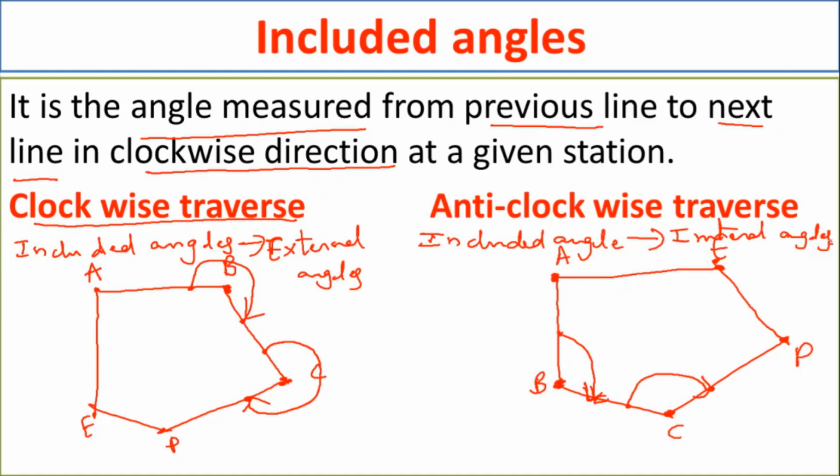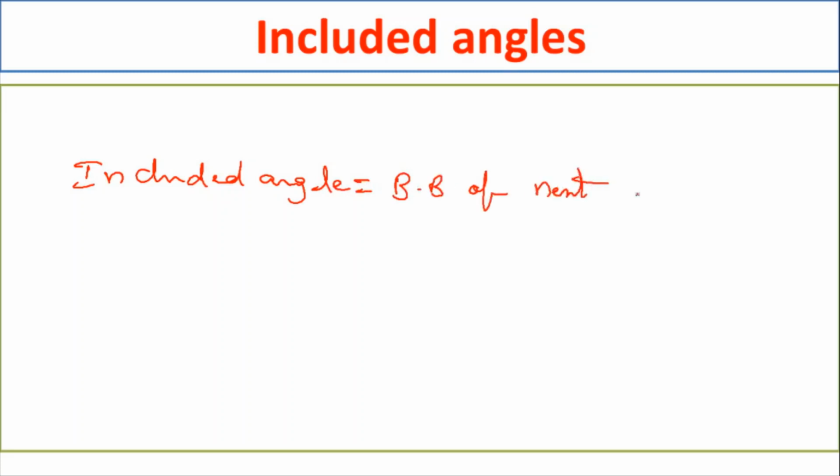But while solving a problem, every time we can't see what is clockwise traverse and what is anti-clockwise traverse. So if you want to determine included angle, the simple formula is: included angle equals back bearing of the next line minus fore bearing of the previous line. Back bearing of the next line minus fore bearing of the previous line.